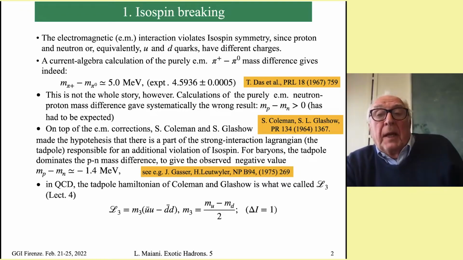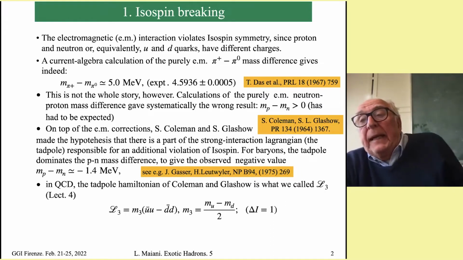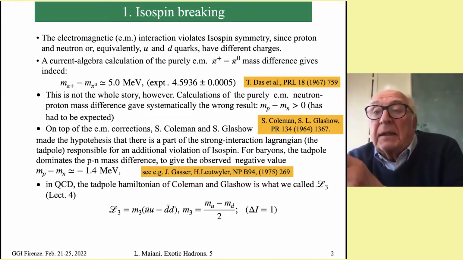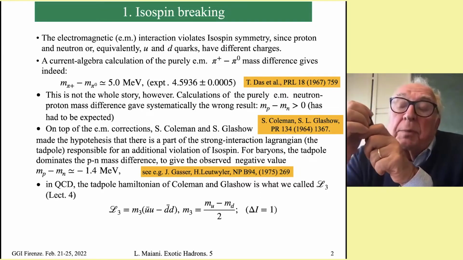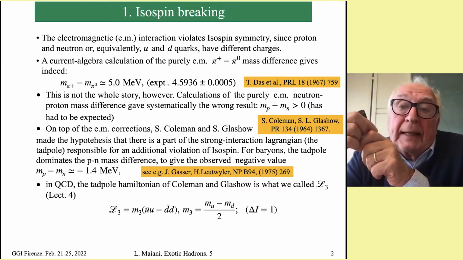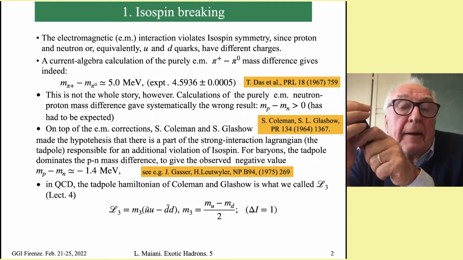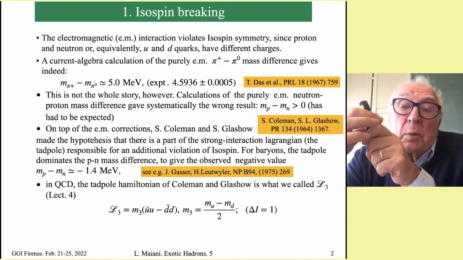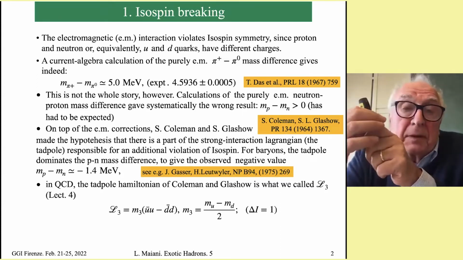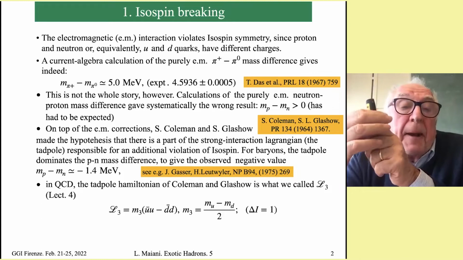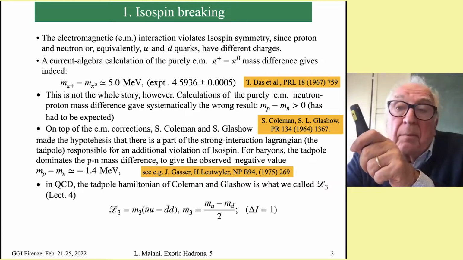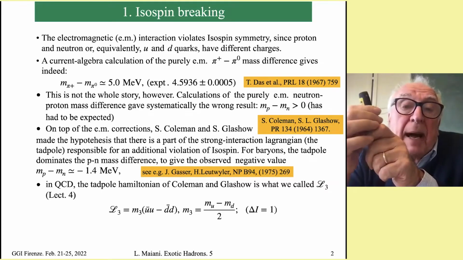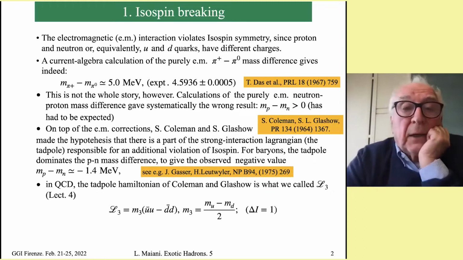Now in the beginning, people thought that the strong interactions are fully symmetric under isospin, and isospin is broken only by electromagnetic interactions, which obviously break charge independence. And one calculation, from some time ago, showed that the pi plus pi zero mass difference can be almost perfectly reconstructed by a purely electromagnetic calculation.